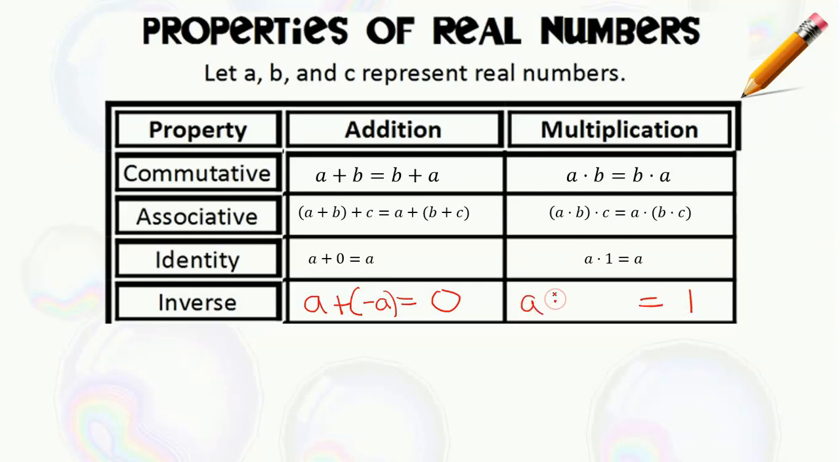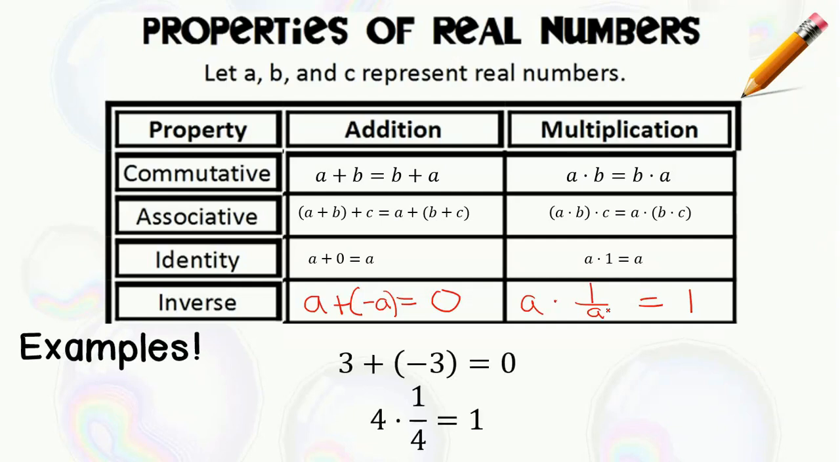So A times what will give me 1? Well, I can actually do 1 over A, right? Because that would be A over A, which is just 1. So my identity properties, or my inverse properties, look like that. So 3 plus negative 3 is just 0. And 4 times the reciprocal of 4, which is 1/4, equals just 1. Those are pretty easy. You just got to pay attention to which one is which.